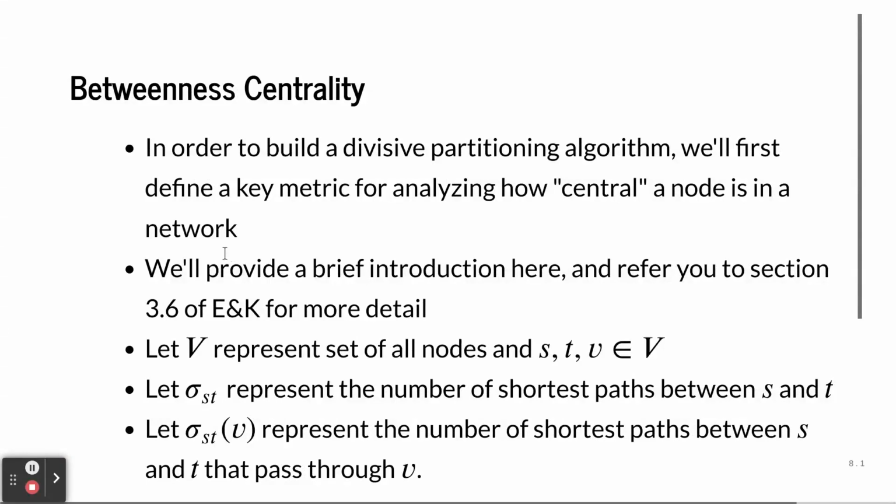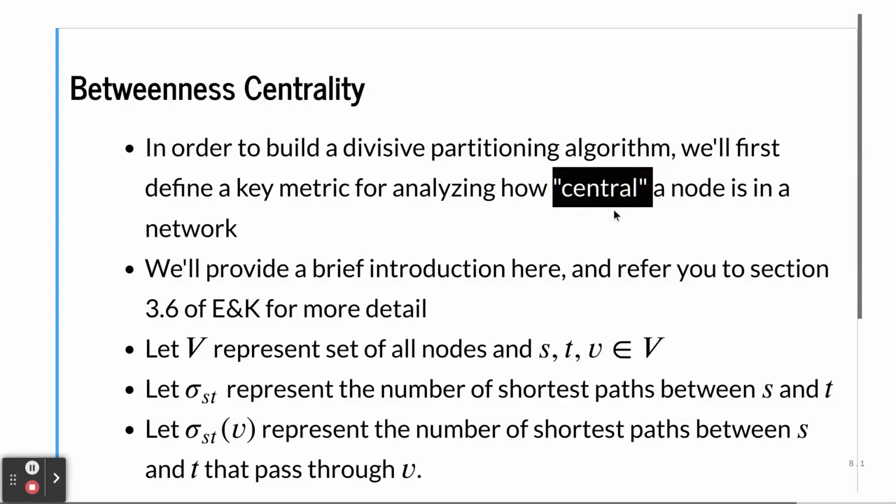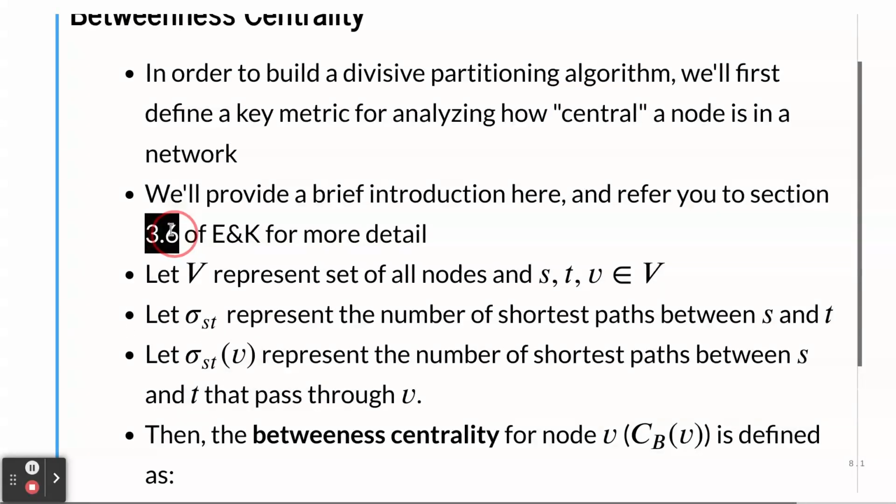In order to build a divisive algorithm for graph partitioning, we first need to define a key metric that will tell us how, quote, central a node is in a network. And we'll provide a brief introduction to this metric here, but we suggest that you look at chapter 3.6 of that Easley and Kleinberg text for more detail.